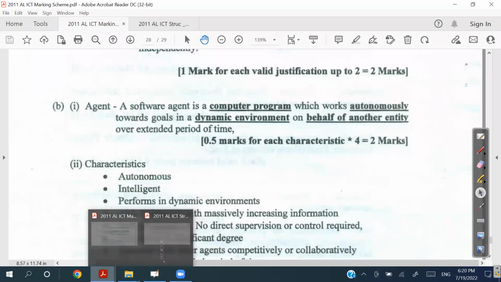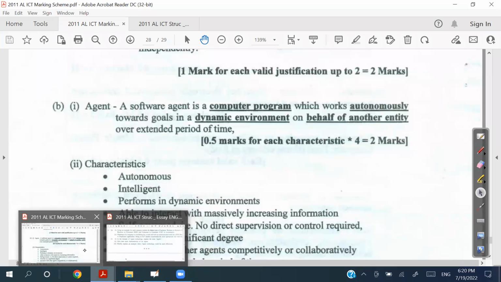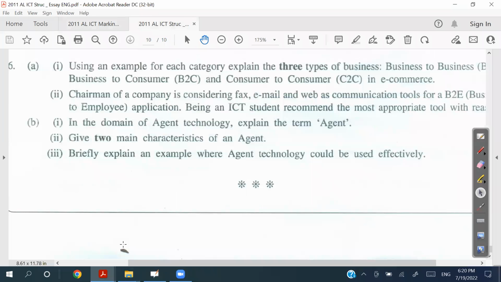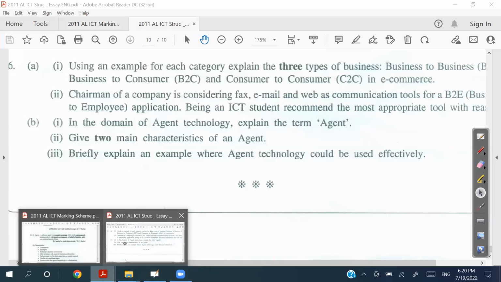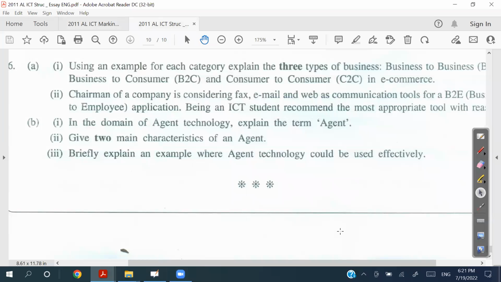In the next one they are asking about the characteristics. Give two main characteristics of an agent. Now when it comes to the characteristics, remember there is a trick that you can use when you are dealing with this question.